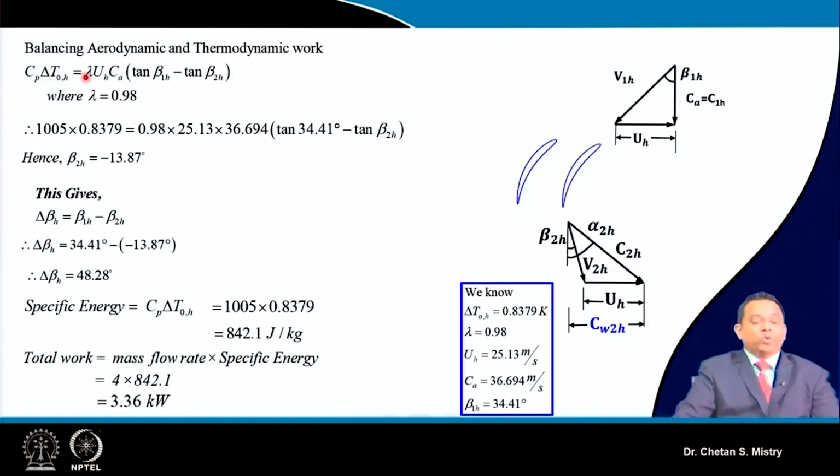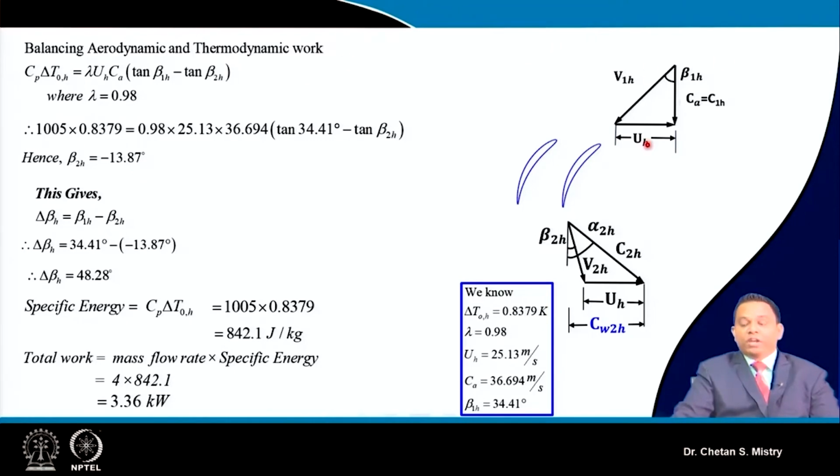So what we can do is compare our thermodynamic work and aerodynamic work. Our work done factor, we have assumed to be 0.98. If we put this number in, that's giving me my beta 2 at the hub to be minus 13.87. So be careful when doing the calculation. Accordingly, you need to modify your velocity triangle.